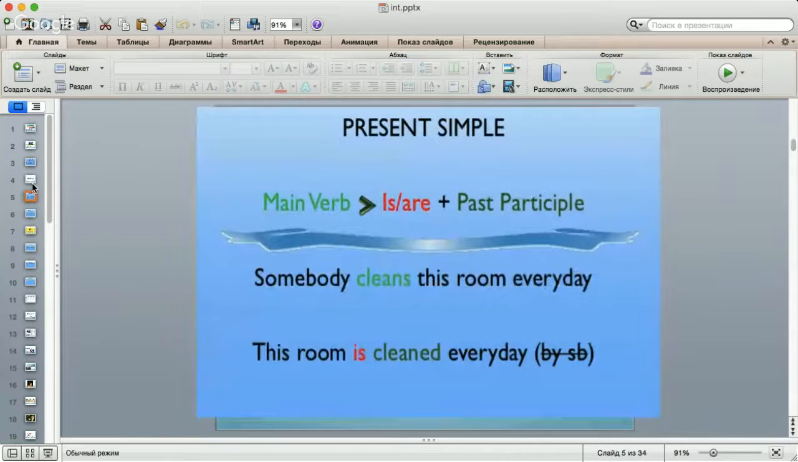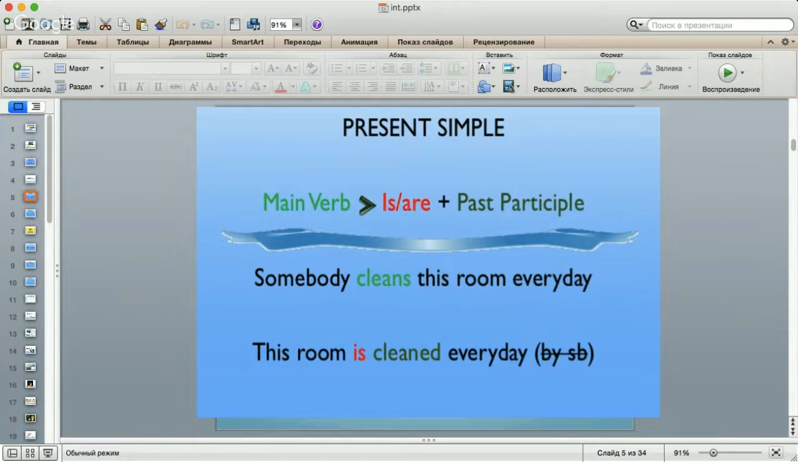So here we've got some examples of how we can use passive voice in present simple. Of course, first of all, we take the verb to be, which is is or maybe are or maybe am, and we take the past participle of the main verb. So somebody cleans this room every day. This room is cleaned every day. Like that. And right now I would like you to give me some examples of how we can use passive voice in present simple tense.